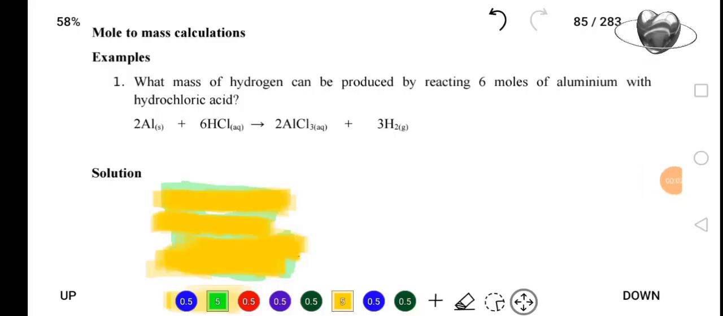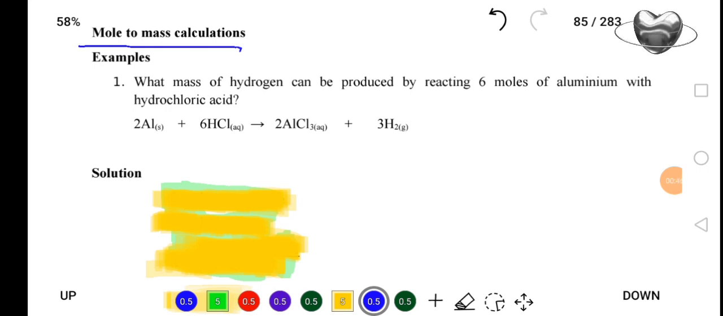Mole to mass calculations. We'll be dealing with questions whereby we'll be given the number of moles and will be required to convert those number of moles to mass. In this case, you'll be facing questions where you'll be given maybe just one quantity with a certain number of moles. Now, the question will be, how do you convert those number of moles to mass? So that's the reason why we are saying mole to mass calculations.